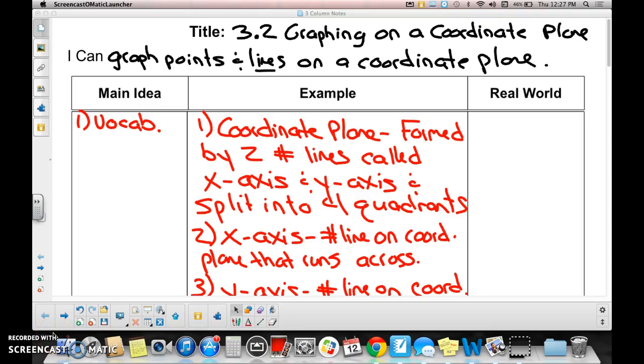3.2, graphing on a coordinate plane. I can what? I can what, Aiden? Graph points and lines on a coordinate plane. You can graph points and lines on a coordinate plane. I know you all can graph points on a coordinate plane. A line is the new part for today.